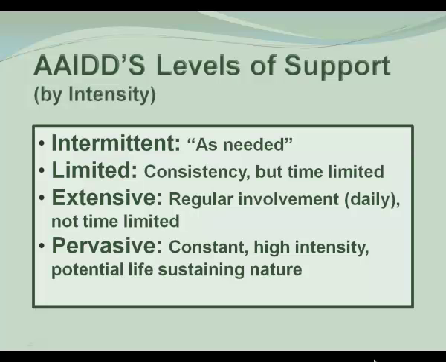Intermittent, as needed. An example of that is when they lose their job or have a medical crisis or a death in the family, they may need some extra support to get through that. Limited, consistency but time limited. For example, employment training. They may need 6 months of intensive training on the job, but after that, the time's up, they've got it, and they don't need support anymore.